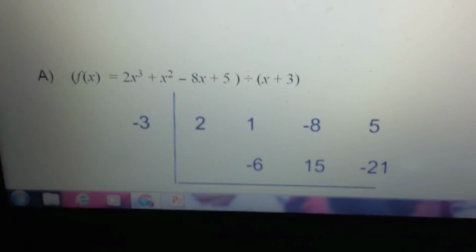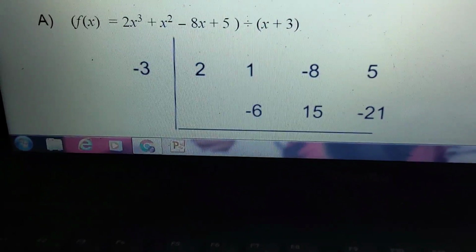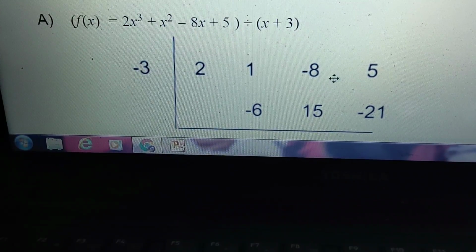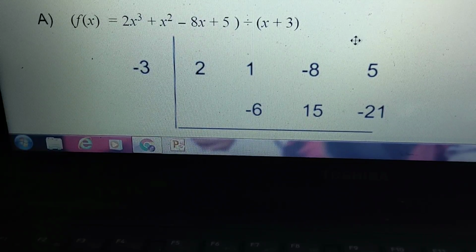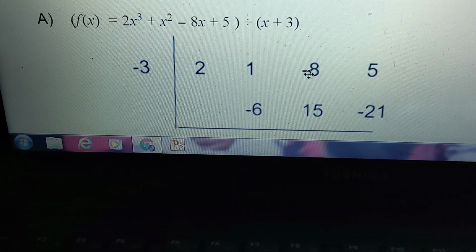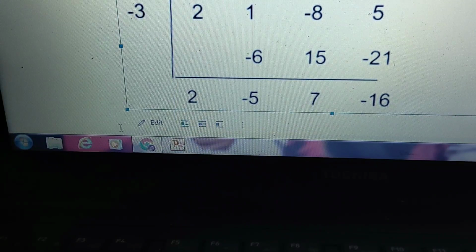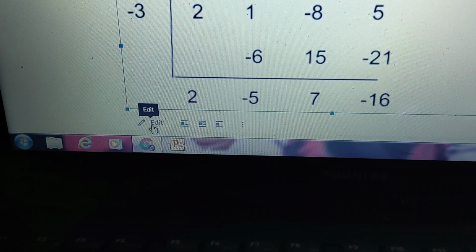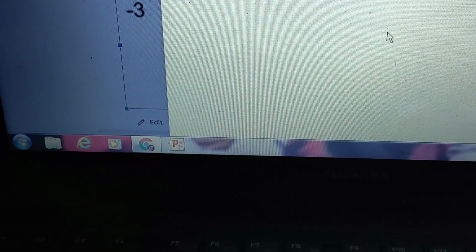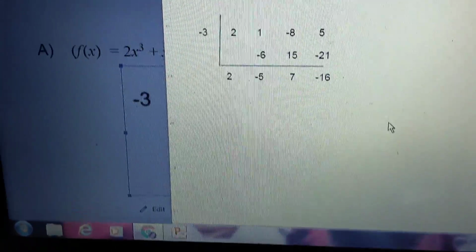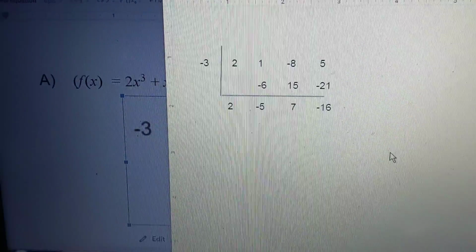Now, if you have to change this at all, if you feel that you've made a mistake, you're going to have to click on it. And down here where it says Edit, it'll take you back to where you typed it in and you can fix things there. Okay.